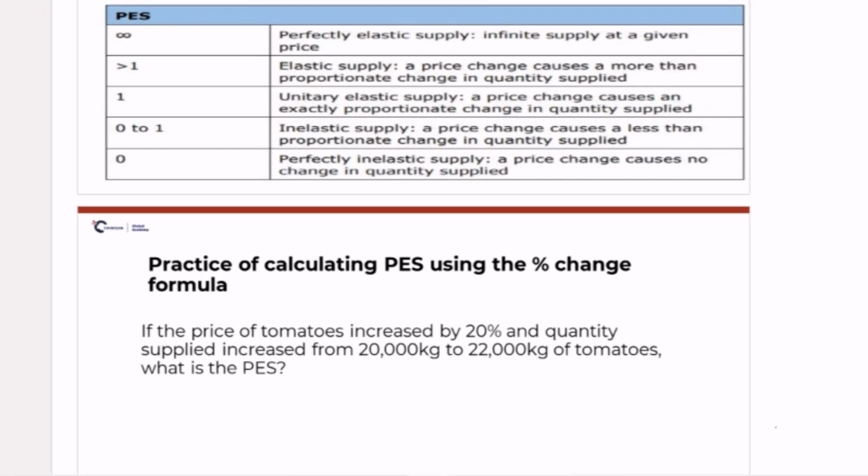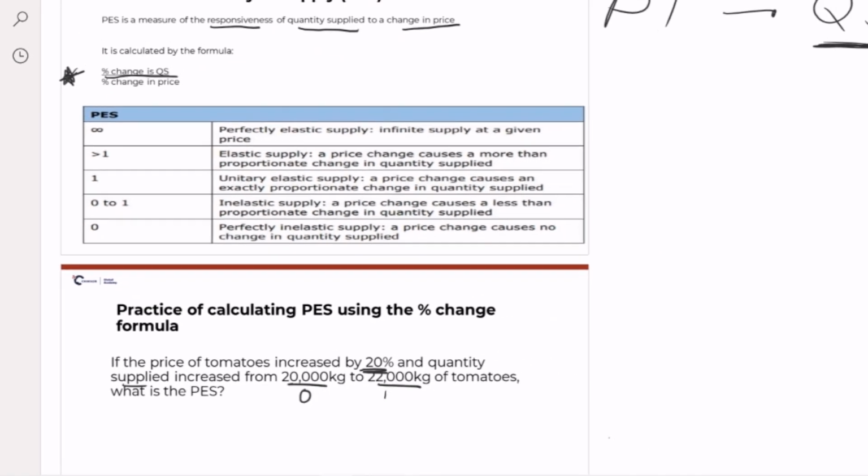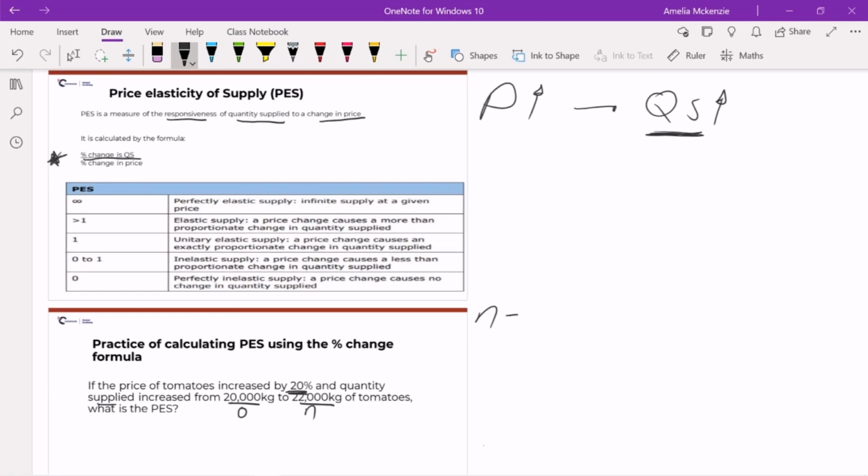So if the price of tomatoes increased by 20%, and quantity supplied of tomatoes increased from 20,000 to 22,000, what's the price elasticity of supply? So firstly, we need to find that percentage change in the quantity supplied of tomatoes. So this was the old amount of tomatoes, and this is the new amount. So new minus old over old times 100 gives us that percentage change in the quantity supplied of tomatoes.